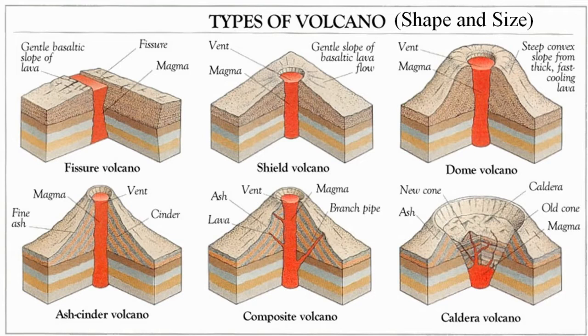The shield volcano, think Hawaii, not great big giant mountains, gentle sloping. The rest of these are bigger and taller. The caldera volcano was a composite volcano that exploded and then collapsed in on itself. So now it's got a great big crater in it.